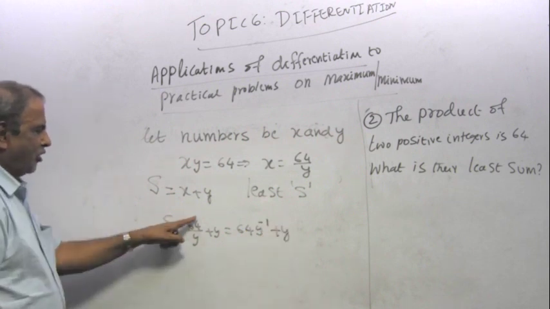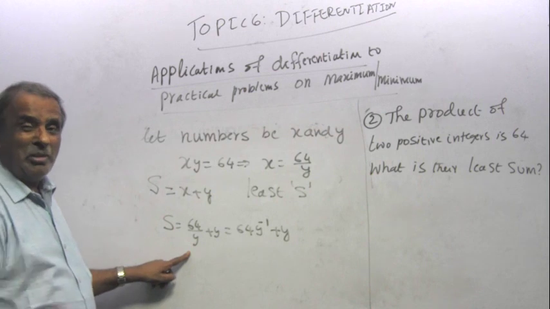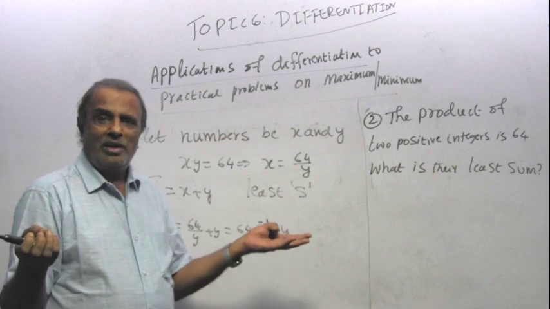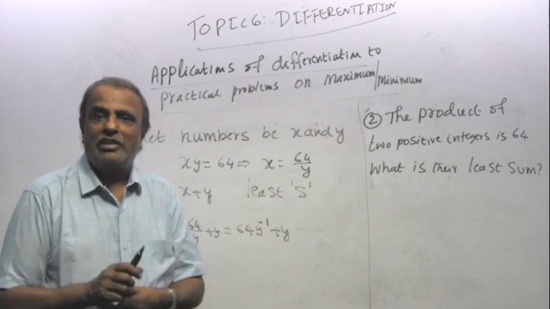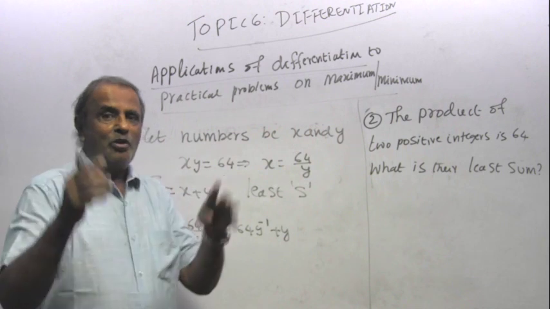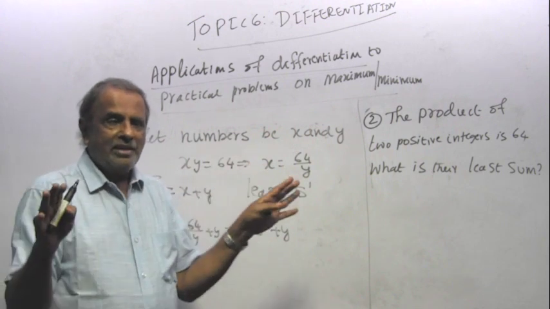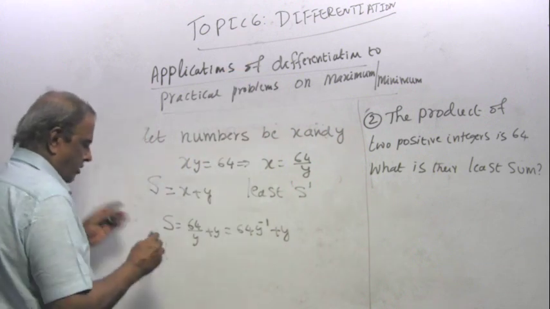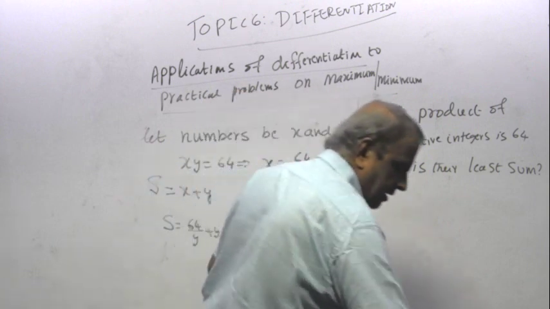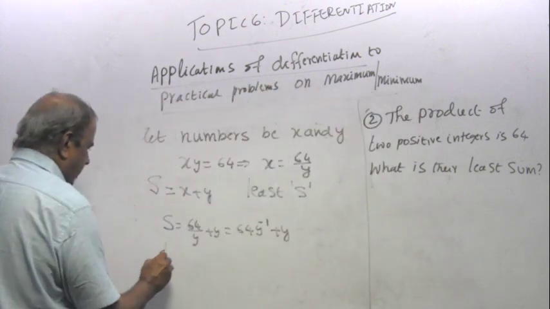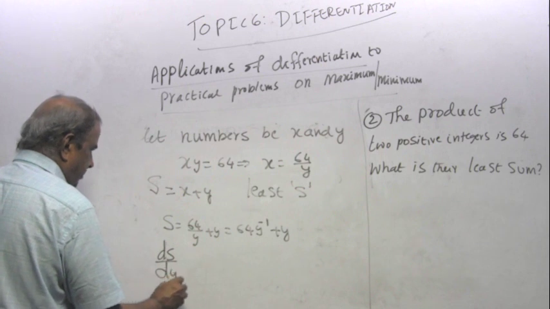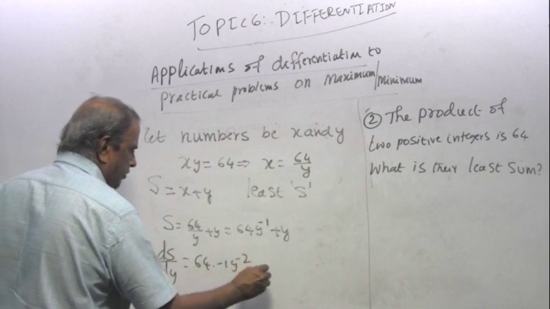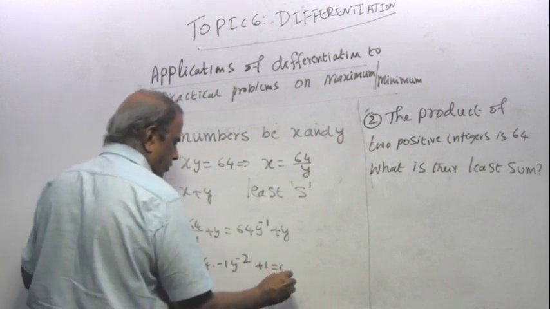Because then, please don't use the quotient rule. I have seen students for a simple thing like 64 over y or 64 over y squared using the quotient rule, and they forget the derivative of 64 is 0 and get the wrong answer. So please be careful. If it is simple, write it as a power minus 1. So what is ds over dy? It is 64 times minus 1 y power minus 2, plus 1, equated to 0.